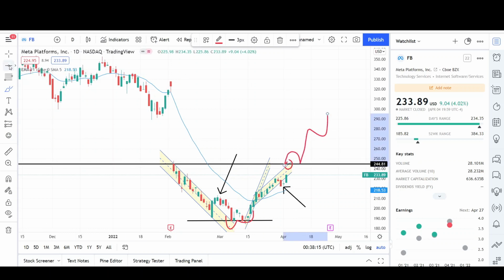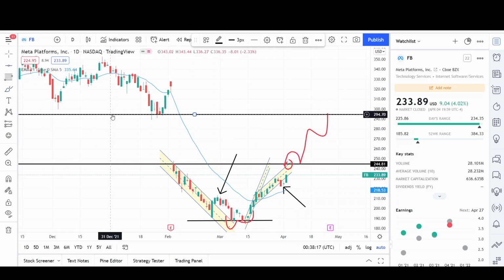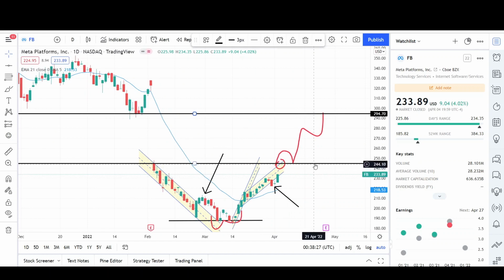So if you do continue higher, my next target would be to fill in this gap at the 295 level. That's just very logical because there's a big empty space on this chart. If we do find resistance at this 245 level, where could we go? Well, we can go back all the way down to the lows. So we'll have to wait and see what Facebook wants to do, Meta platforms.